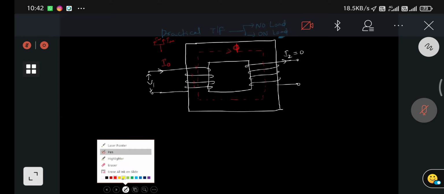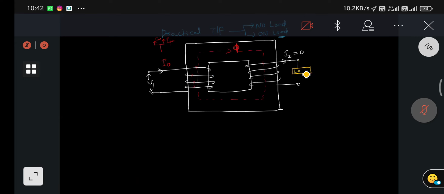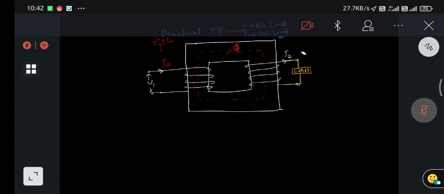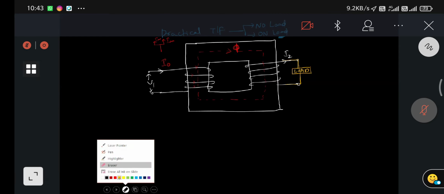Now I am connecting the load here. Before that I discussed no load. After that I am connecting the load. So now the current is not equal to 0. Whenever the load is connected, the current starts flowing, forming a closed circuit. Load means load resistance like RL. Then I am removing this. Then I2. Okay, then what do you get here?